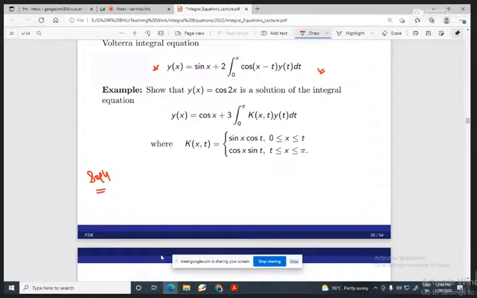Here it is given that y(x) = x e^x is a solution. So it means that if we substitute this into the equation, then we will obtain it. From this we can write y(t) = t e^t. I have just replaced t in place of x and substitute this value into this expression.